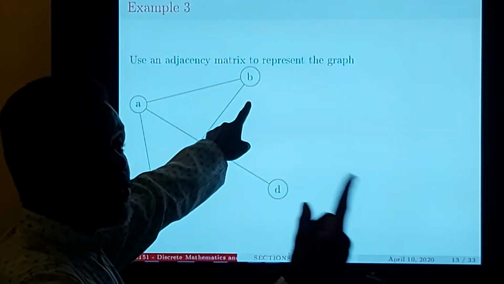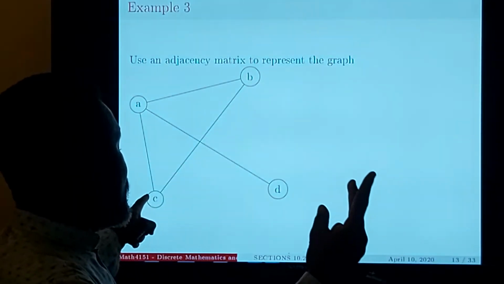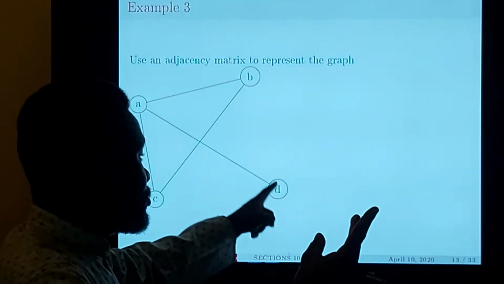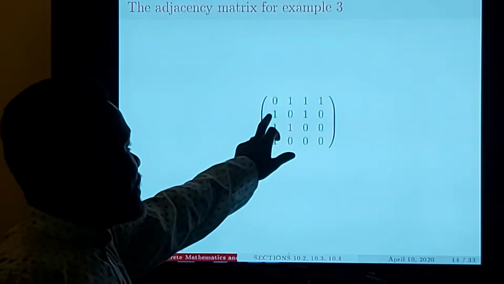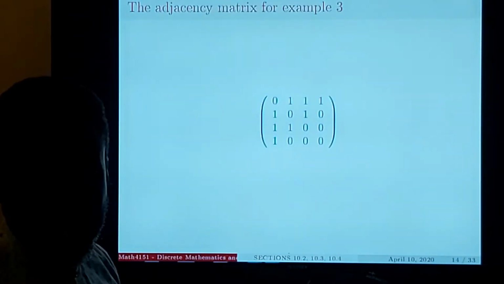Is B adjacent to B? No, it's 0. Is B adjacent to C? Yes, 1. Is B adjacent to D? No, 0. So you have 1, 0, 1, 0. And so forth and so on.